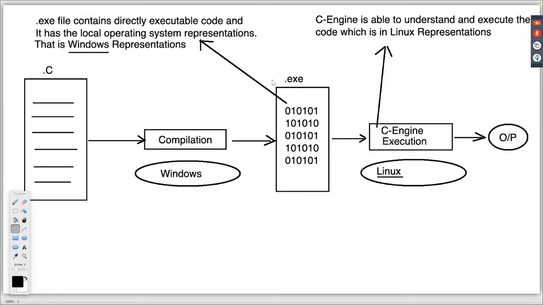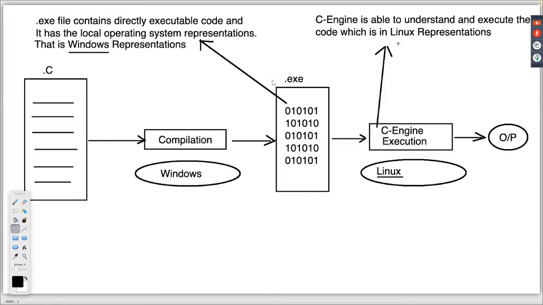Remember one point: from one operating system to another operating system, internal data representations vary. Windows follows its own representation. Linux has its own representation. Now, in this case, we are providing Windows representations, but the C engine requires Linux representations. Because of this reason, our C program is not going to be executed. Yes, sir, got it or not?